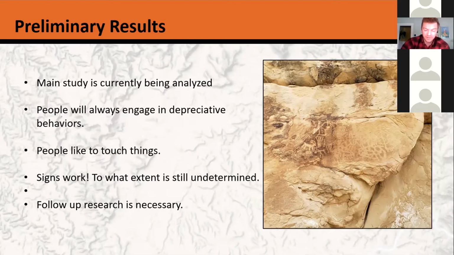Throughout the study, during all three periods, the moral, threat, and no sign period, people touched the panel. There's a couple hittings with different objects besides people's fingers or hands. But during my own review of the video footage, my preliminary findings do suggest that signs work. It does appear there are less instances of touching during the periods where signs are installed.